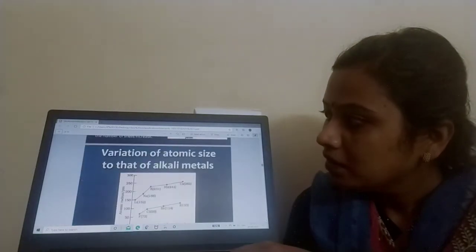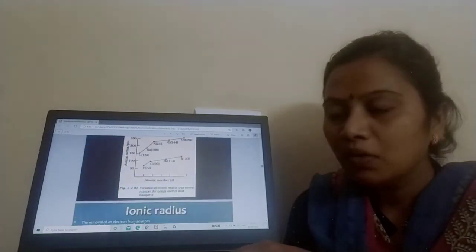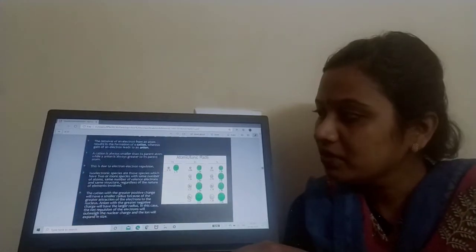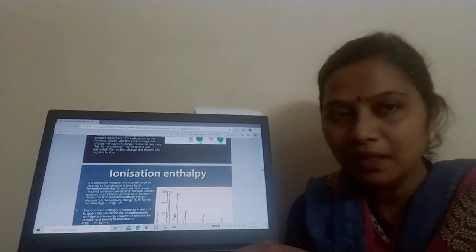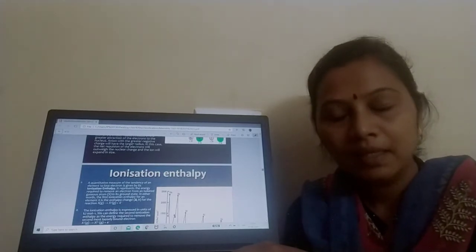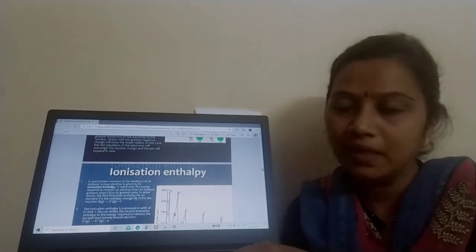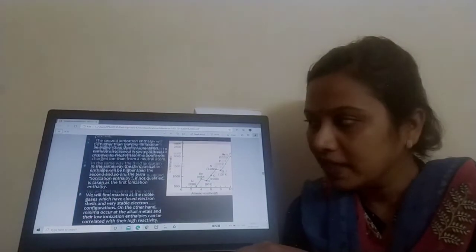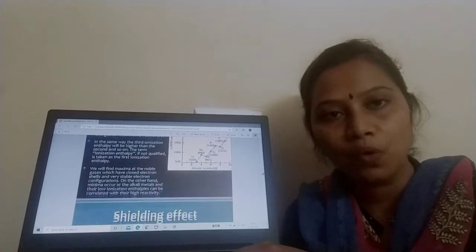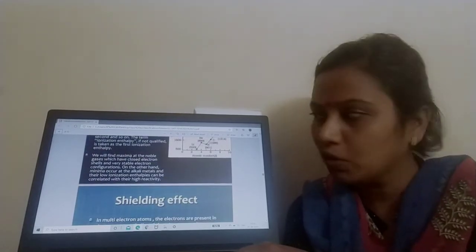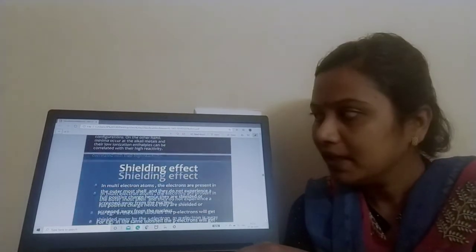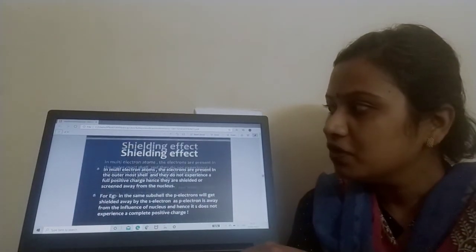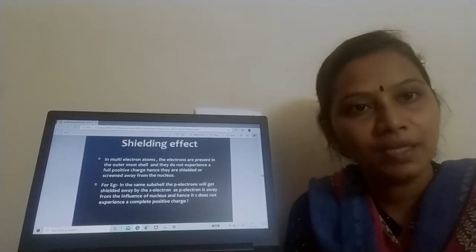Okay. So I'll be sending you a tabular column of all these trends. We have seen there are 6 definitions in this important chapter. In that we have completed 3, that is atomic radii, ionic radius, and ionization enthalpy. What trend they follow as we move from left to right, and what trend they follow as we move from top to bottom in a group, that I'll be sending you as a tabular column. And then the next definition which we are going to see is nothing but the shielding effect.